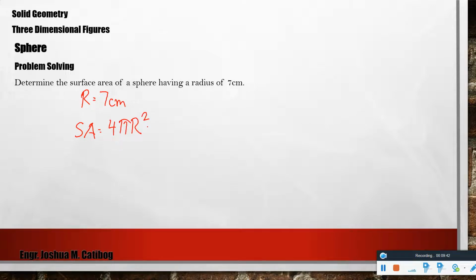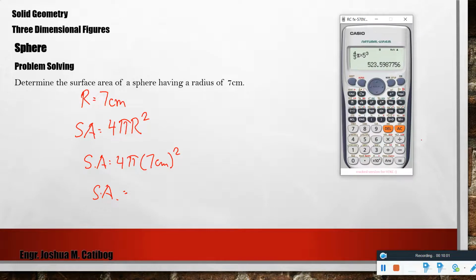O, sabi ko nga, simplest of the solid. Basta alam mo yung R, madali na po ito. So, surface area is simply what? 4 pi times 7 centimeter squared. Or simply, surface area is equals to what? Okay, so please use our calculator po or your calculator. So, 4 pi times 7 squared. So, you have here 196 pi or 615.75.